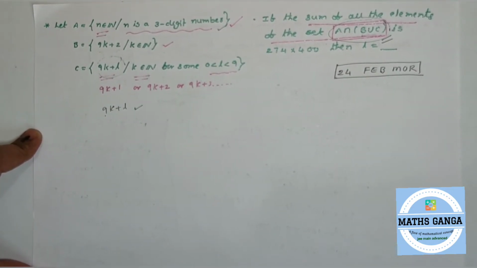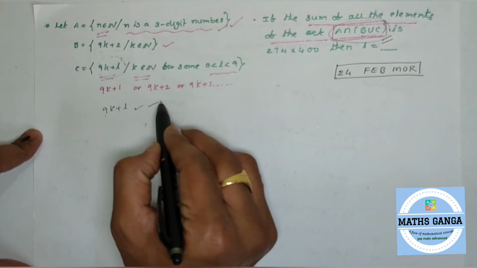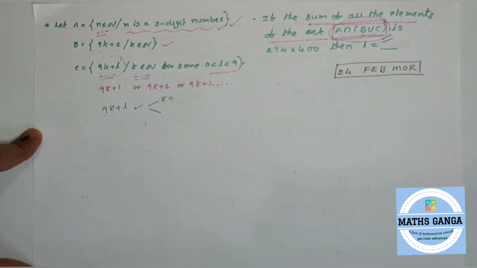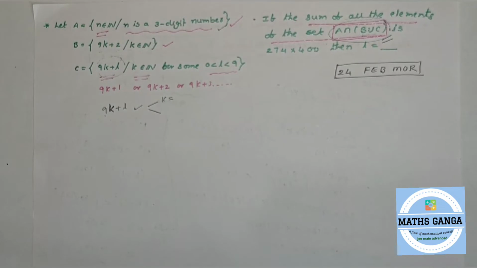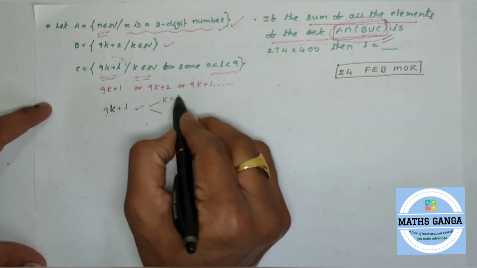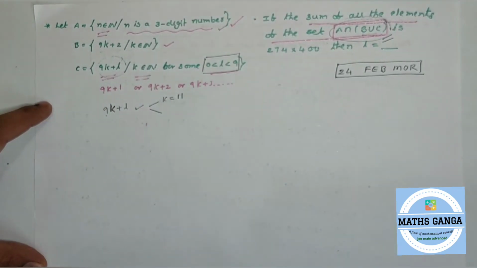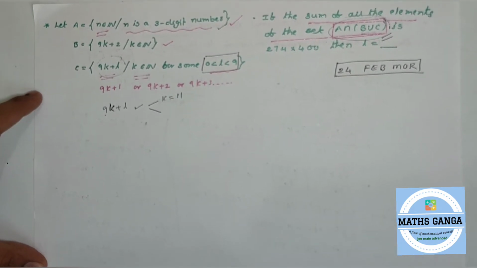Since I am trying to find only 3-digit numbers of this particular format, what is the possible value of k? What is the minimum possible value of k as well as the maximum possible value of k? This is 9k plus L. If my k is 10, then 9 into 10 is 90 plus some L is again a 2-digit number. But if my k is 11, 9 into 11 is 99, and 99 plus any number in between 0 and 9 is a 3-digit number. So the least possible value of k is 11.